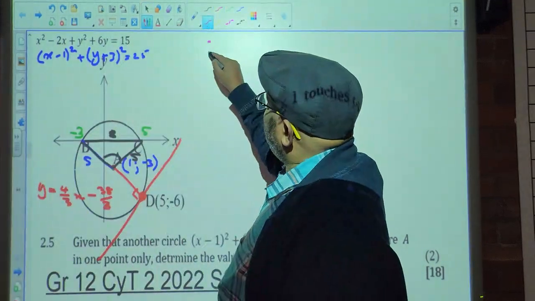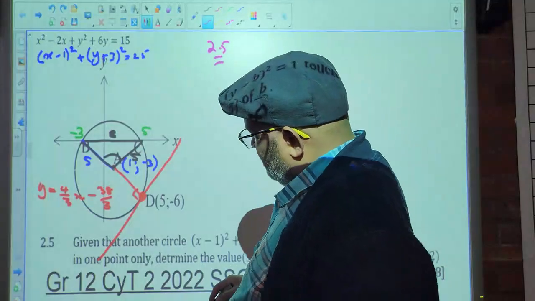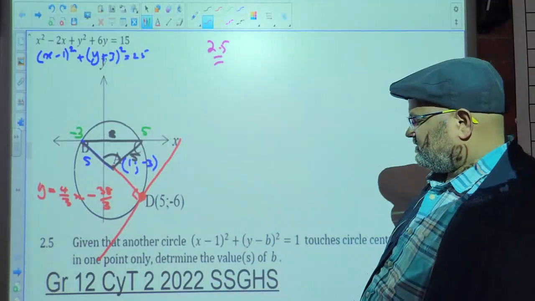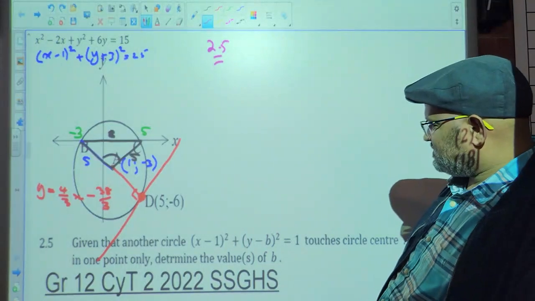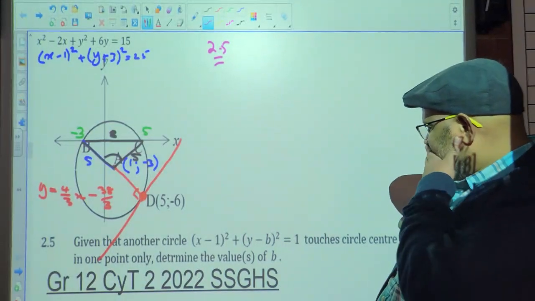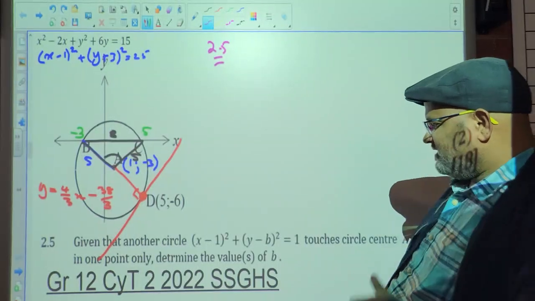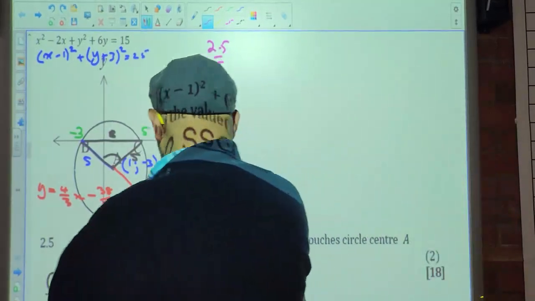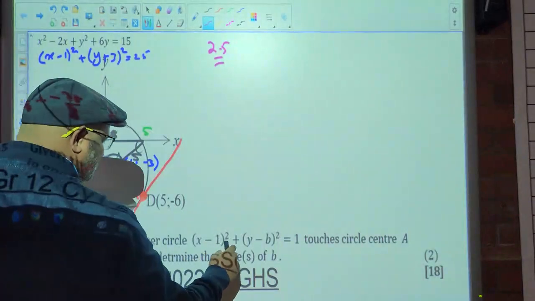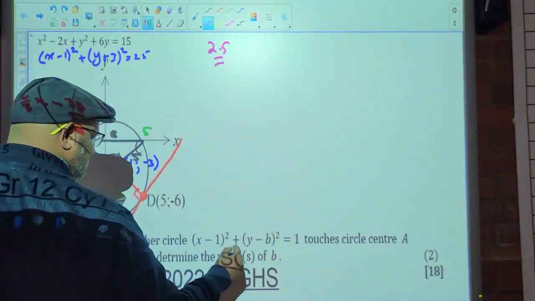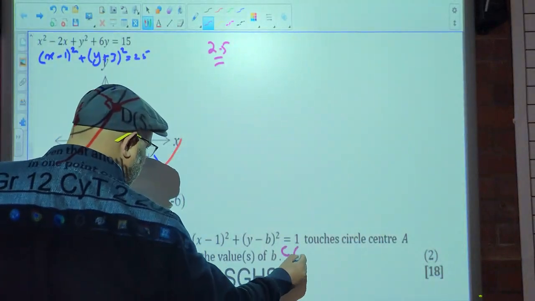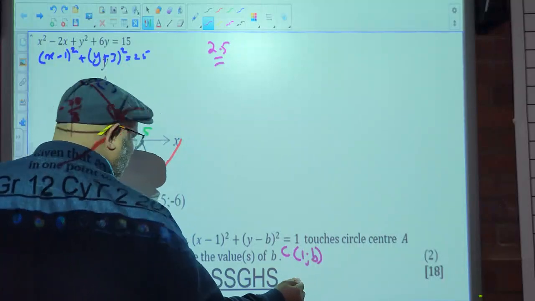In question 2.5 we are told, given that another circle, (x minus 1) squared plus (y minus b) squared is equal to 1, touches the circle with center A in one point only. Determine the values of b. Okay, so looking here, the center of this circle would simply be (1, b), with a radius of 1.